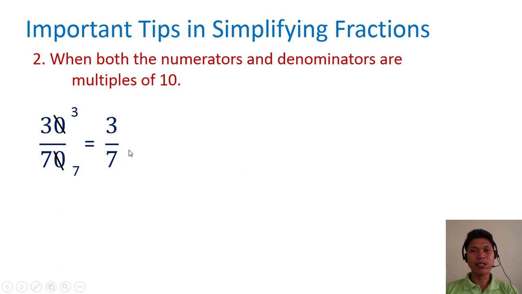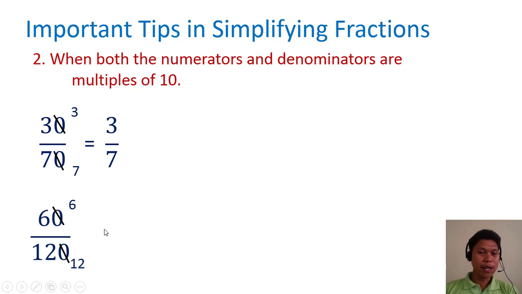We have 3 sevenths. Okay? Parang 30 divided by 10 equals 3 and 70 divided by 10 is 7. Kasi ang shortcut ng dividing by 10 is just remove these zeros. Okay? Another, 60 over 120. So, tanggalin natin yung dalawang zeros. At ang natira ay 6 over 12.